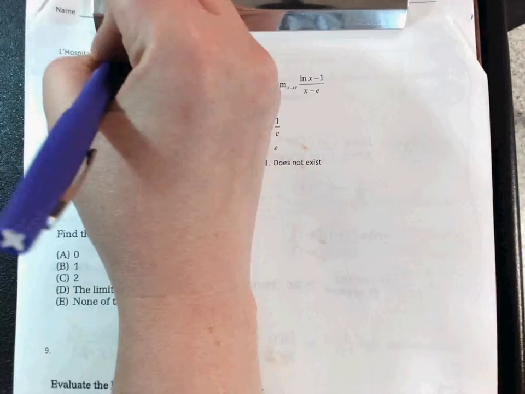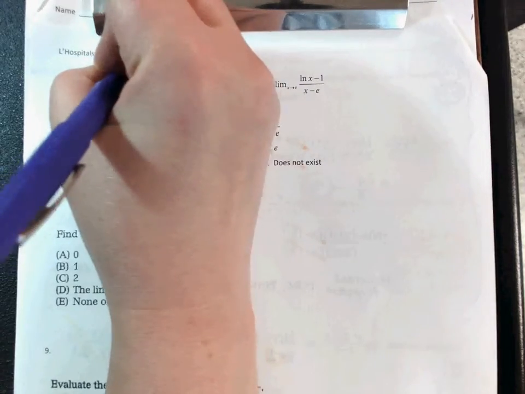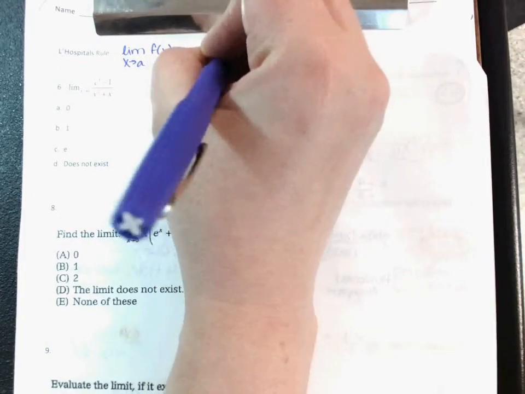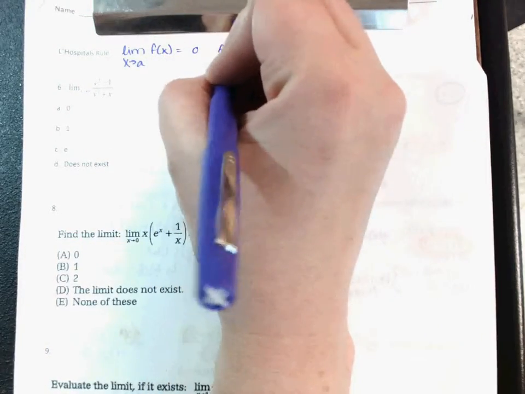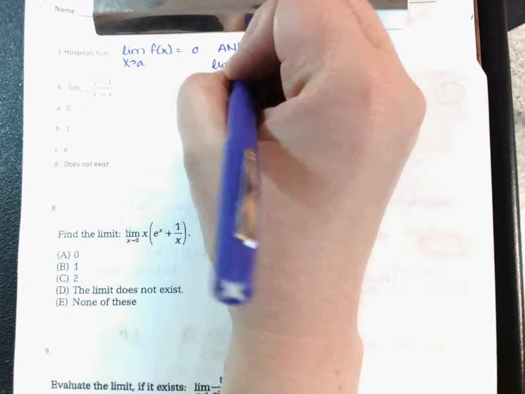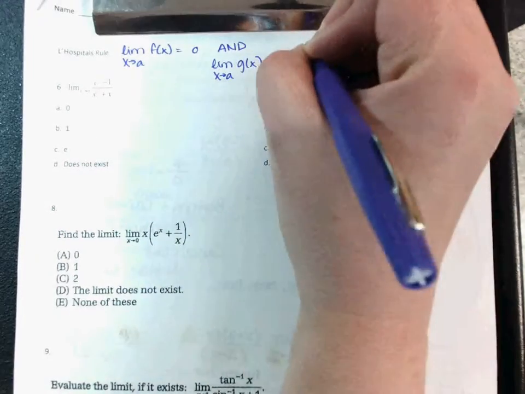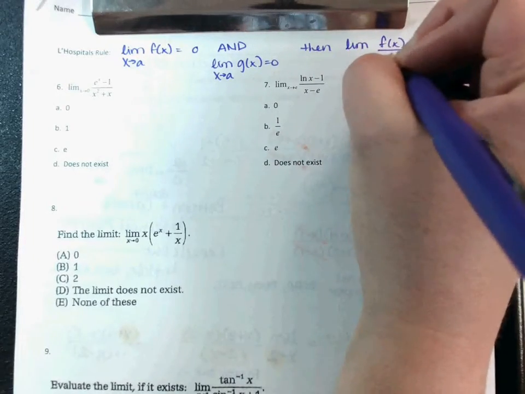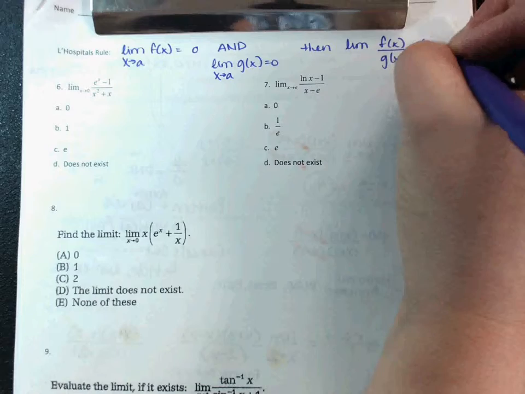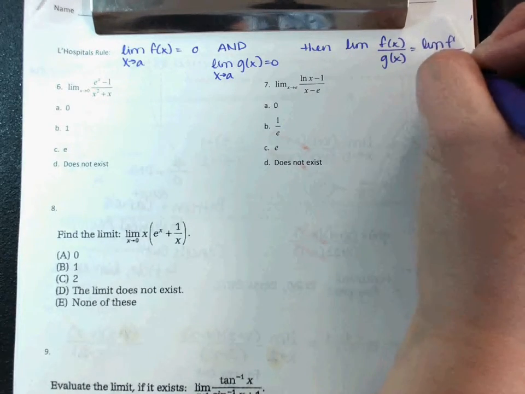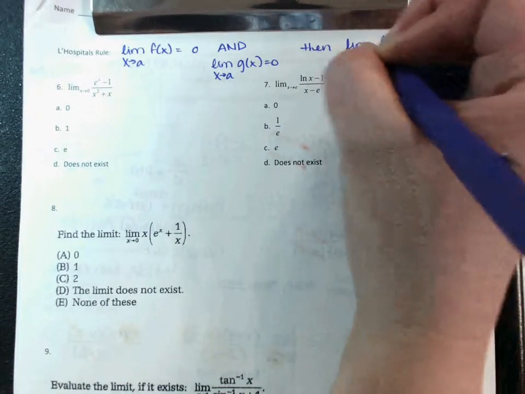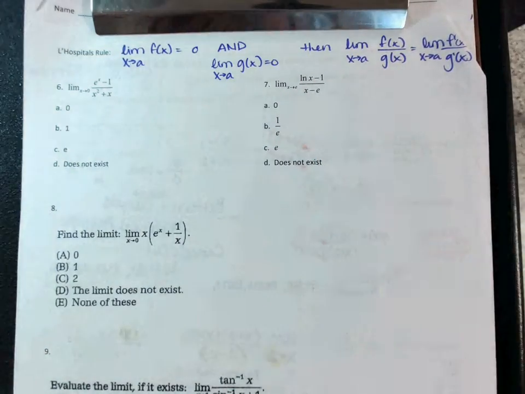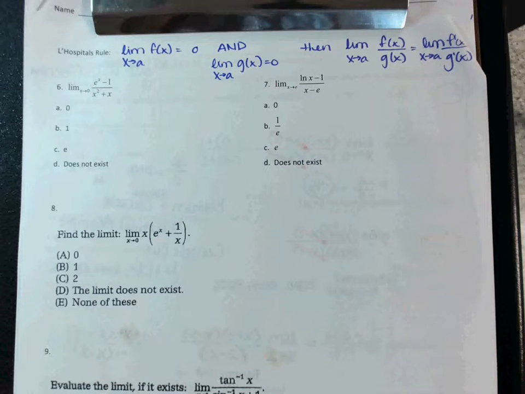Okay, so if the limit as x approaches a of f of x is 0, and we're writing out the rule, the limit as x approaches a of g of x is 0, then the limit of f over g is equal to the limit of f prime over g prime. Now, this is already in your notes somewhere, but the reason that we're writing it out is to remind you that it's a theorem.